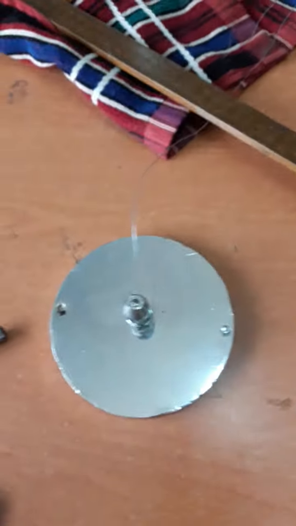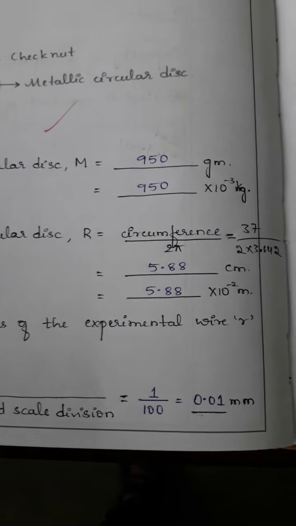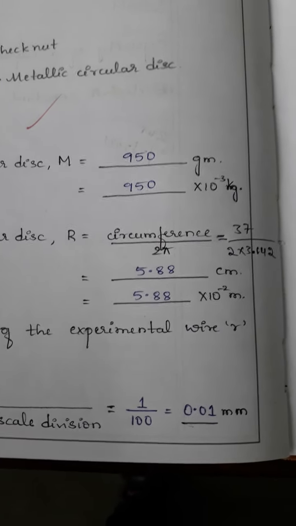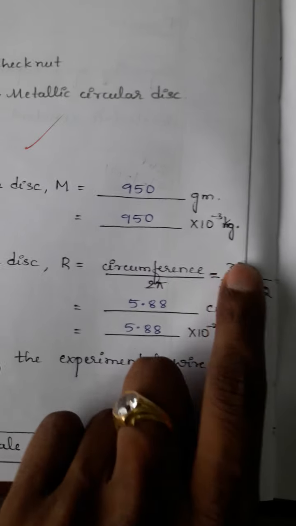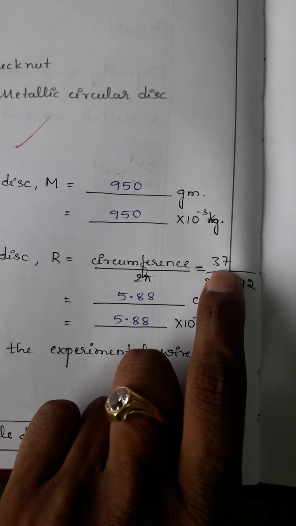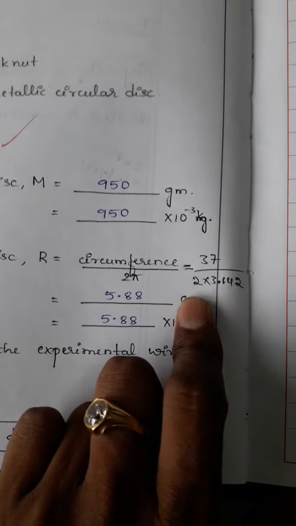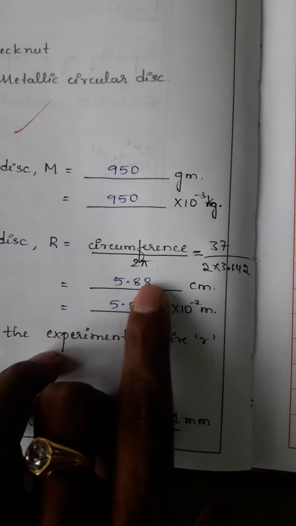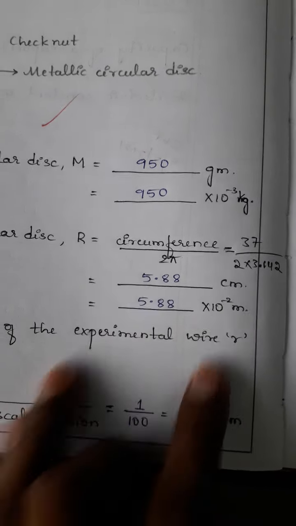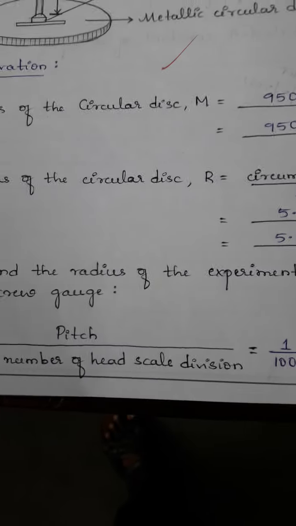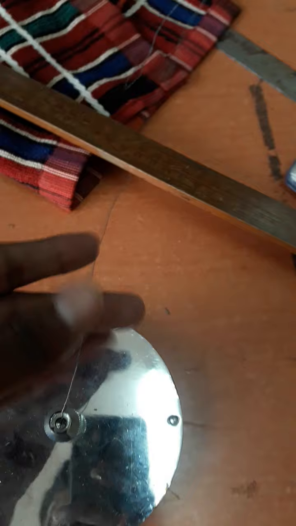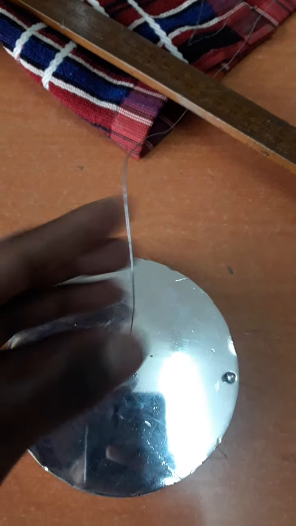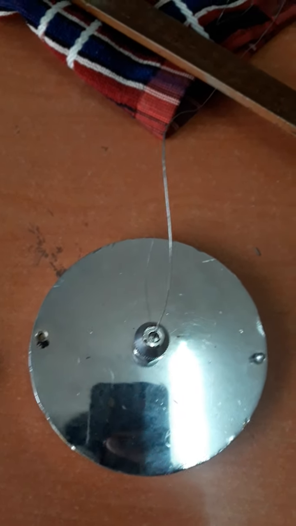Okay, it means that by the help of the thread, we are measuring the circumference. It is already measured in centimeters: 37 centimeter. Radius is circumference divided by 2 pi, so 2 into 3.142, and we get the radius in centimeter. That centimeter we convert into meter. But the radius of the wire, we are going to measure through a screw gauge.